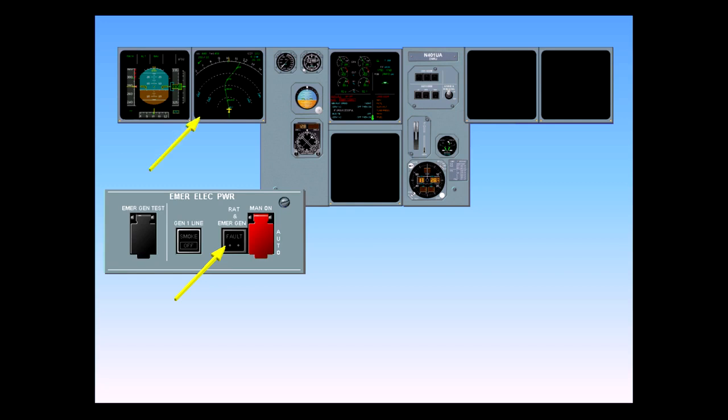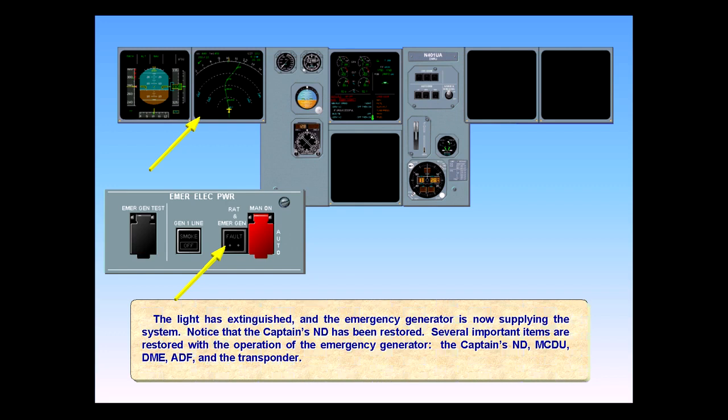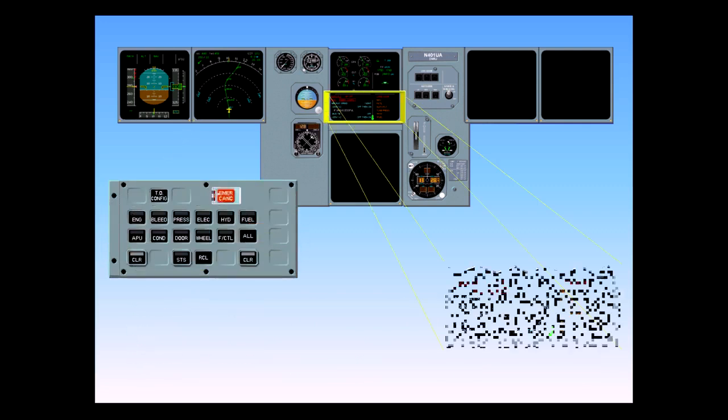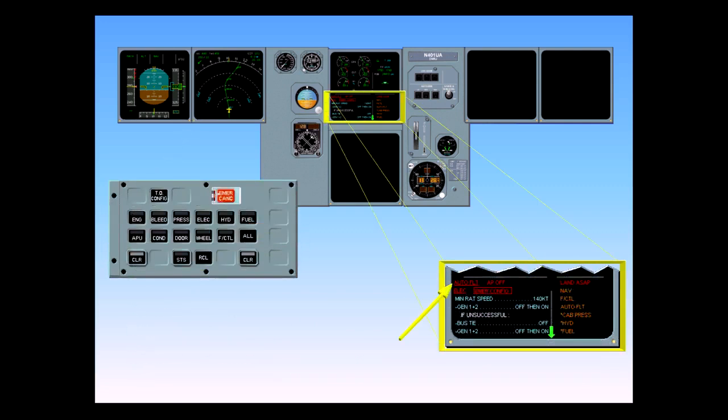Several important items are restored with the operation of the emergency generator: the captain's ND, MCDU, DME, ADF, and the transponder. The first line on the EWD deals with the autopilot. To continue with the procedure, you must first clear this line. Clear autoflight.